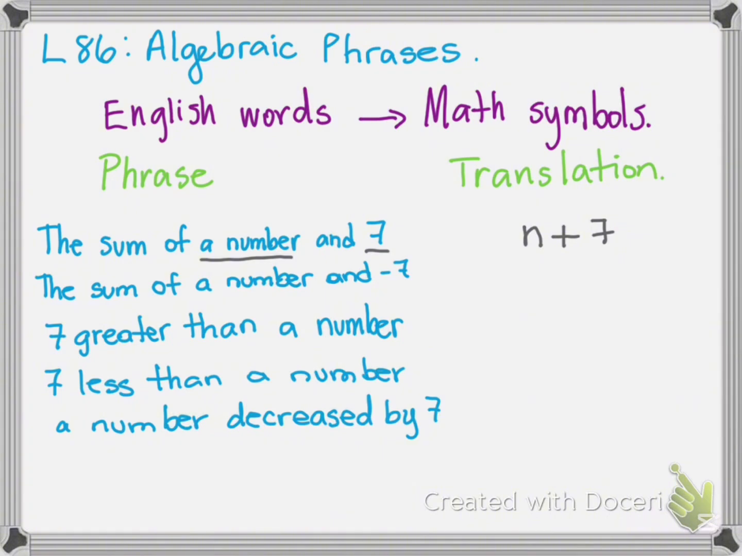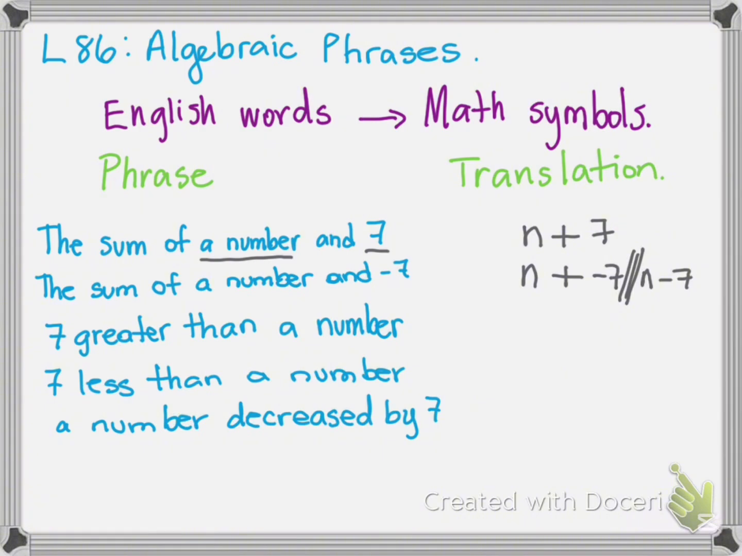The next one says the sum of a number and negative 7. So we're going to put the same, a plus, and then the number and negative 7. Now you guys know that plus minus can be simplified. So what I'm going to do is just teach you that you can write n minus 7. Okay, that's what you can say instead of putting n plus minus 7. Just put n minus 7.